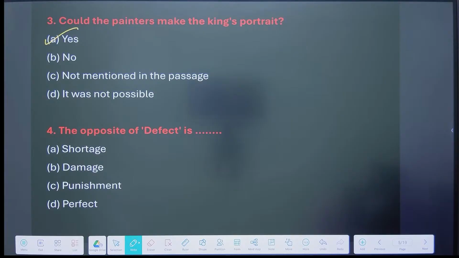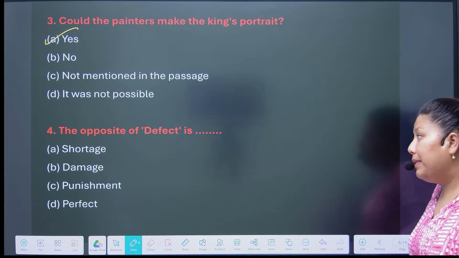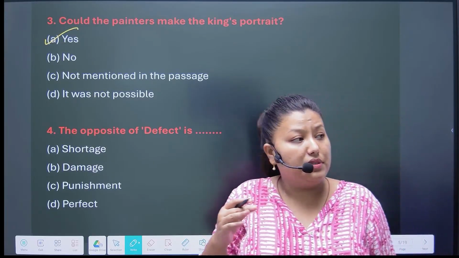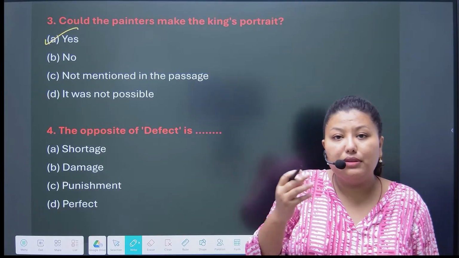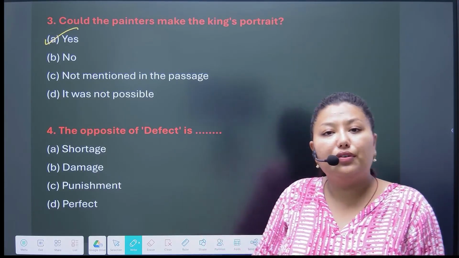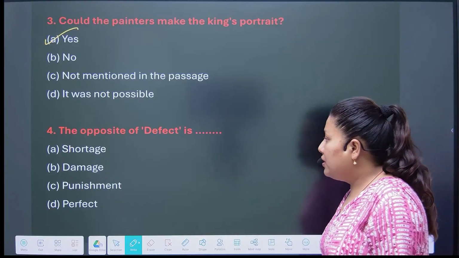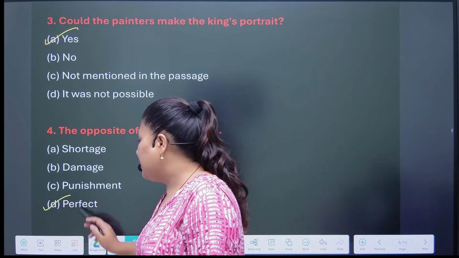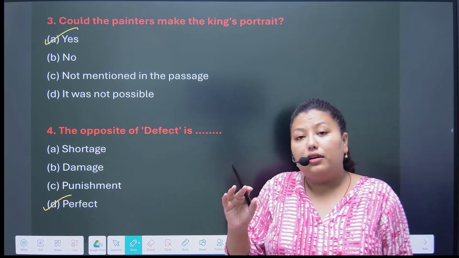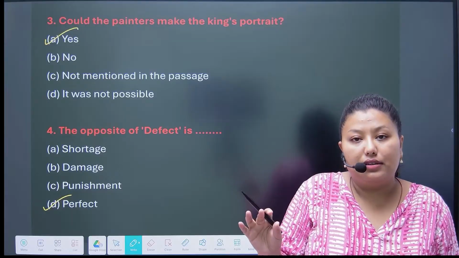And the options are shortage, damage, punishment, perfect. So at first you have to know the meaning of defect. Defect means some flaws you have, or something which is incomplete in yourself. So what is the opposite of defect? The opposite of defect is perfect. That means everything in you is perfect, right?